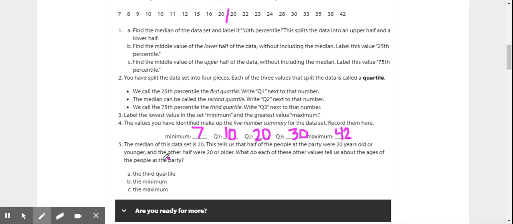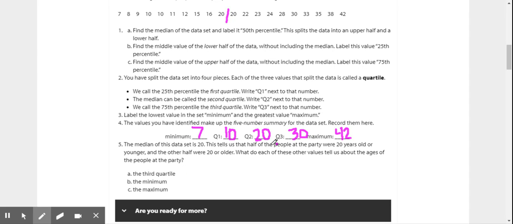And it says the median of this data is 20. This tells us that half of the people at the party were 20 years old or younger, so over on this side, and half were 20 or older, half on this side. What do each of these other values tell you about the ages of the people?